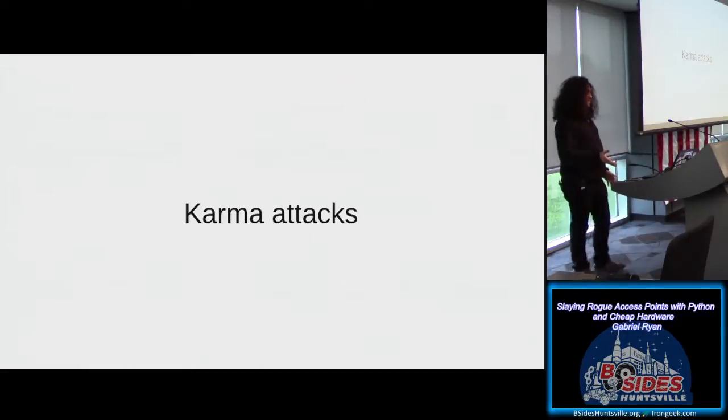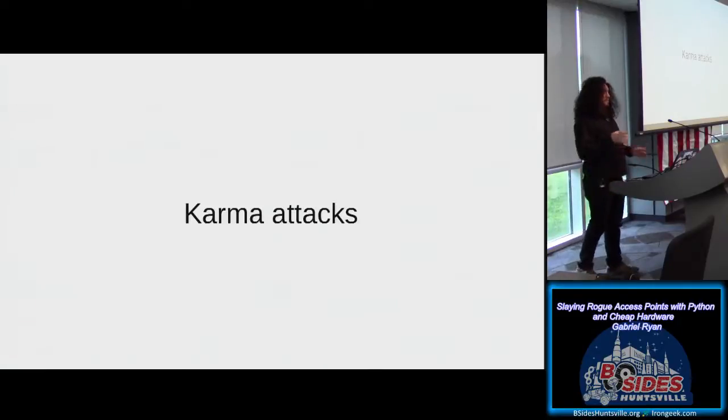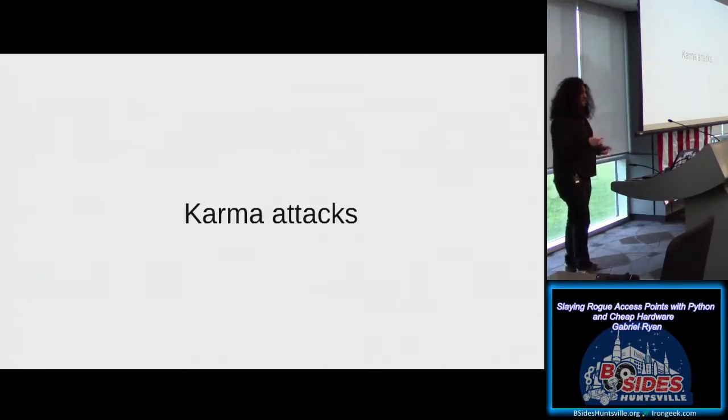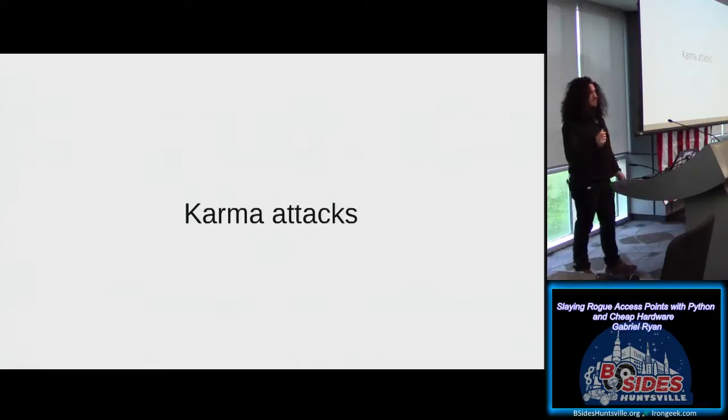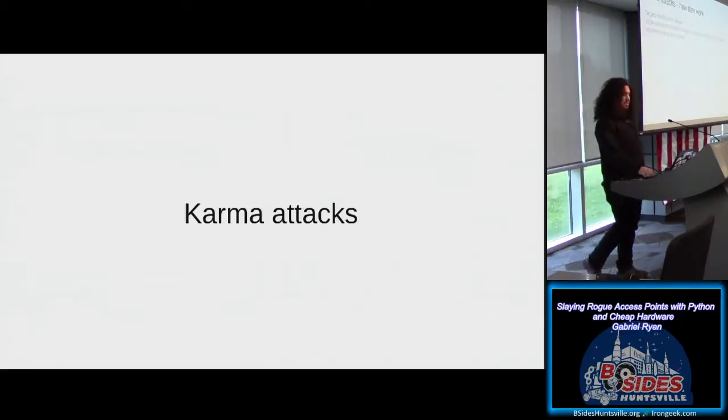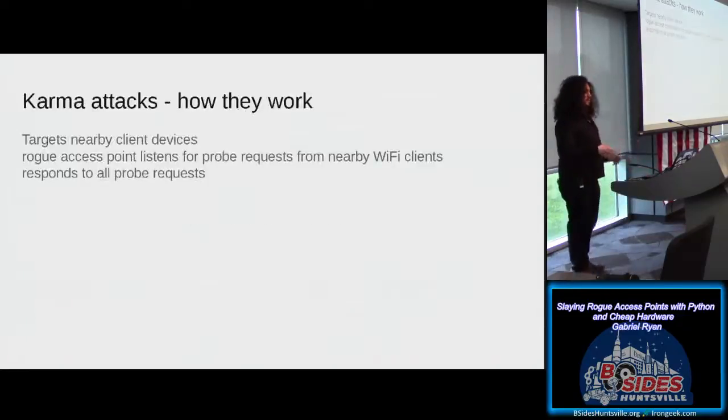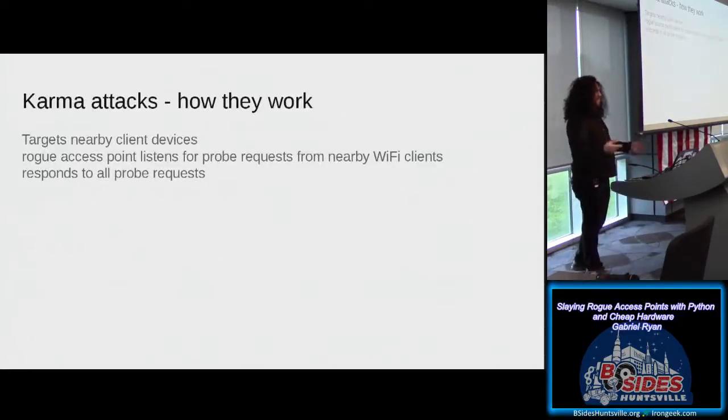The way that it works is, remember what we talked about, these probe requests coming from your different wireless clients. So you listen for those, and what a rogue access point doing a karma attack will do is respond to each of these probe requests, saying, yes, I am that network.